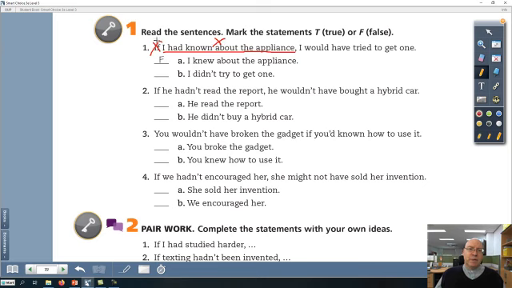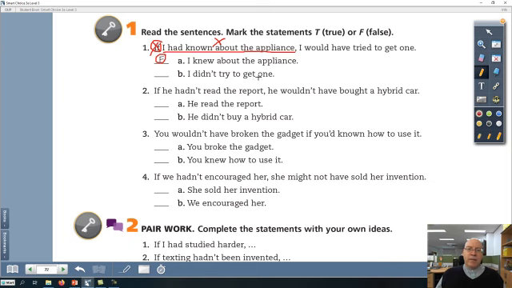Okay, it's the opposite because we have if here. Okay, I had known about it. No, this person did not know about it. So I knew about the appliance. No, that's an imaginary situation there. So of course, this is false.